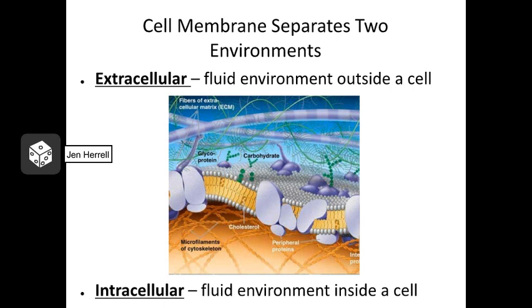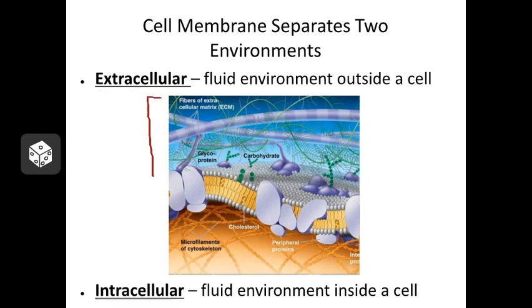The cell membrane separates two environments, or two solutions. The one outside the cell is known as extracellular, while the one inside the cell is known as intracellular. Again, these are solutions. So they're aqueous solutions, they're mainly made of water, but these two environments will contain different numbers, types, and concentrations of solutes, and they'll contain different kinds of structures.